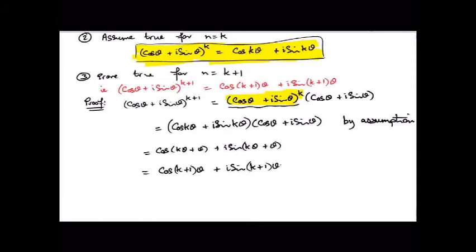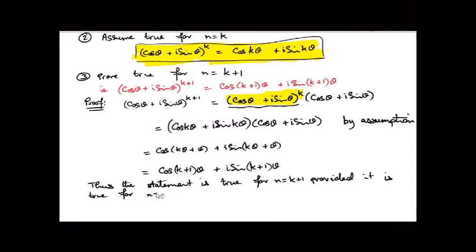So what exactly do I write down now? Thus, the statement is true for n equals k+1, provided it is true for n equals k. Is that alright? So it's true for n equals k+1, provided it's true for n equals k.